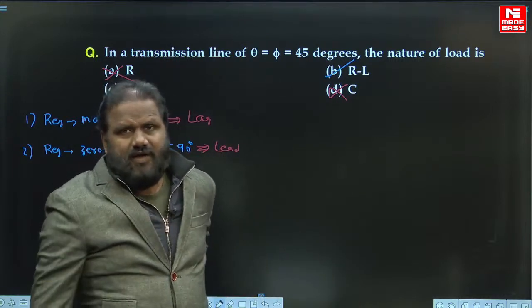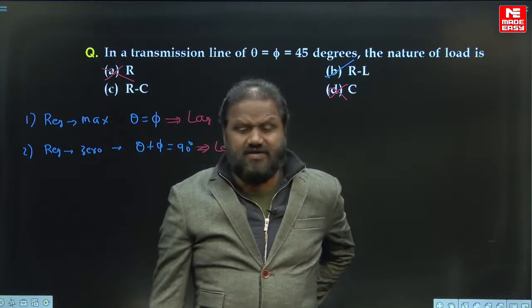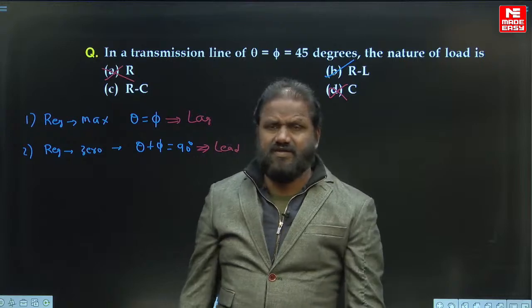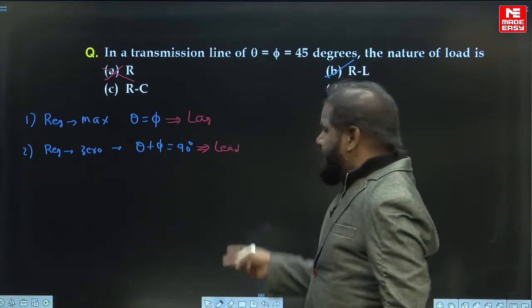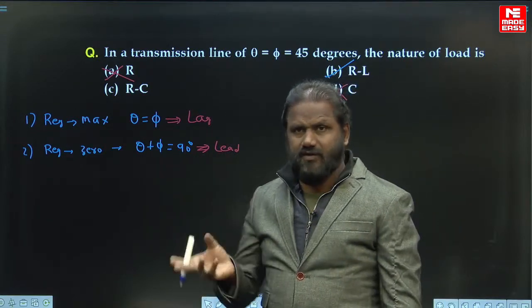I am continuously saying one thing: the questions I have designed are in the same way. Out of the 4 options, 2 are correct and 2 are wrong.